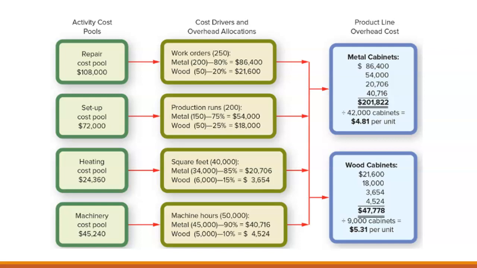Then we add up how much overhead each product line gets. So metal cabinets have a total overhead applied to them of $201,822. We make 42,000 cabinets, so our overhead cost per metal cabinet is $4.81 if we use activity-based allocation. For our wood cabinets, we end up with $5.31 per unit.